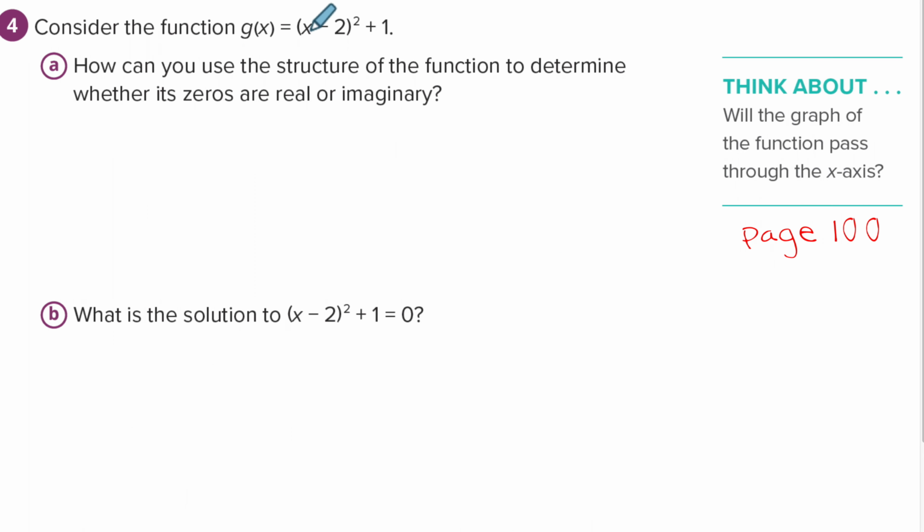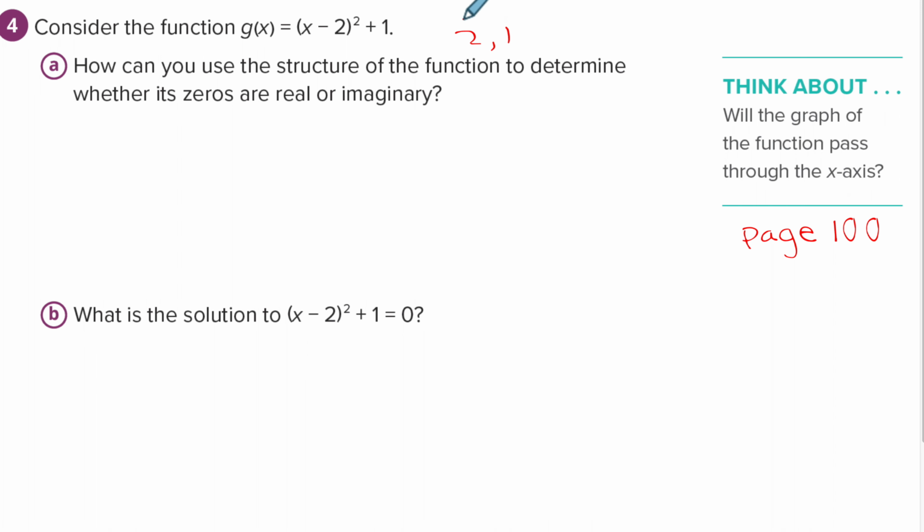Consider the function (x minus 2) quantity squared plus 1. How can you use the structure of the function to determine whether the zeros are real or imaginary? And I would say if you look at this function, the vertex is at (2, 1). That's above, let me use my pen here. I was using my mouse. But that's above the x-axis, right?